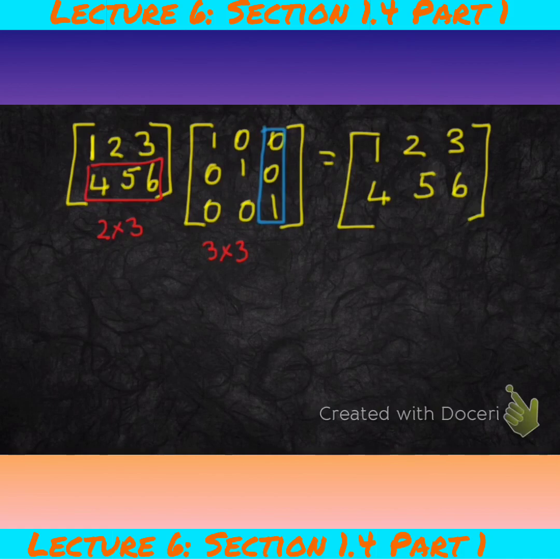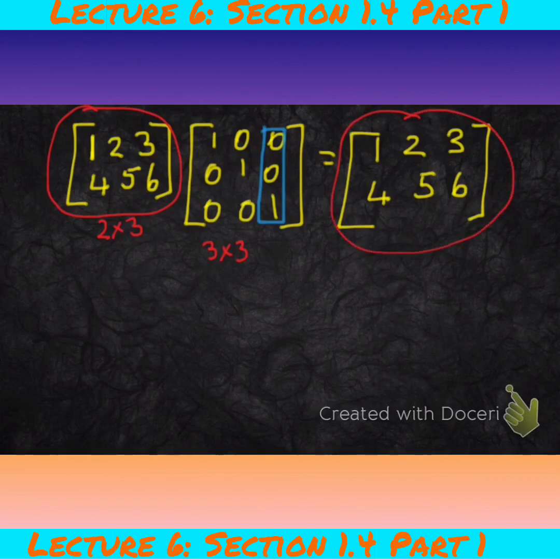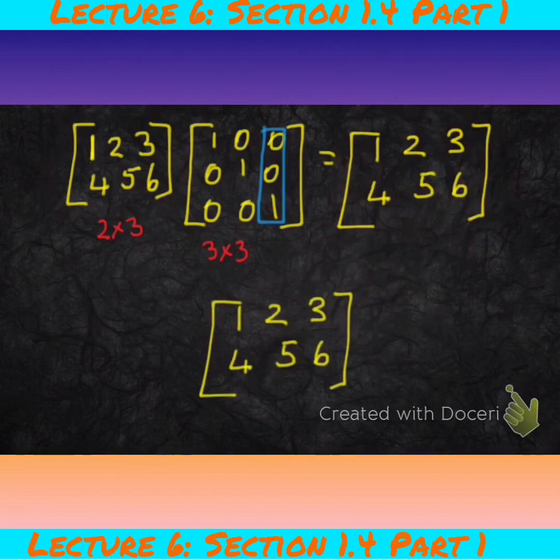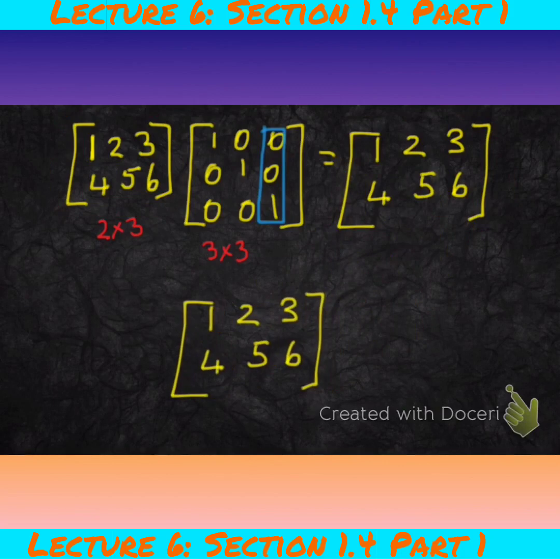Right, so basically, again, this matrix here is the same as that matrix there, so it doesn't change under that multiplication. On the other hand, we take the matrix and we multiply on the left-hand side. Again, this is a 2 by 3. So I need my identity to be 2 by 2.